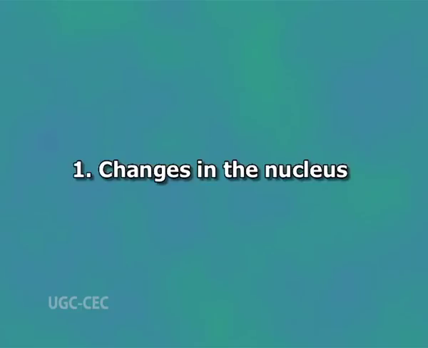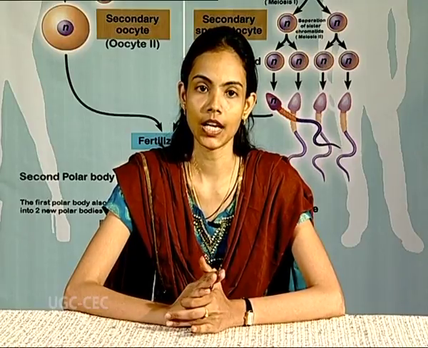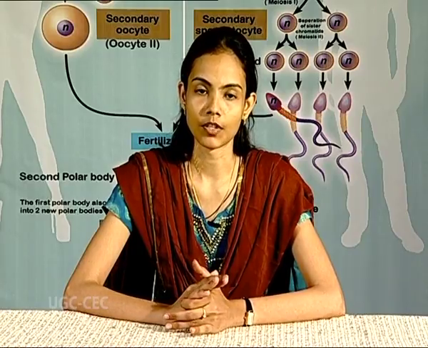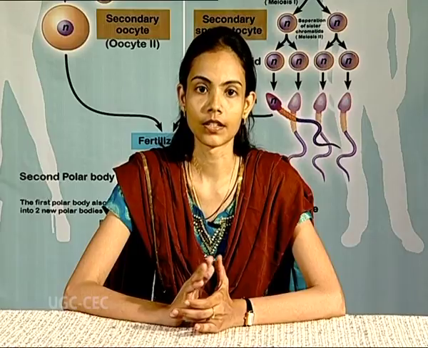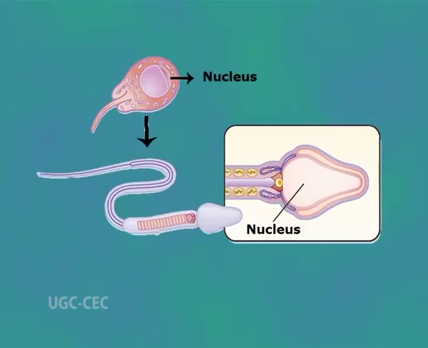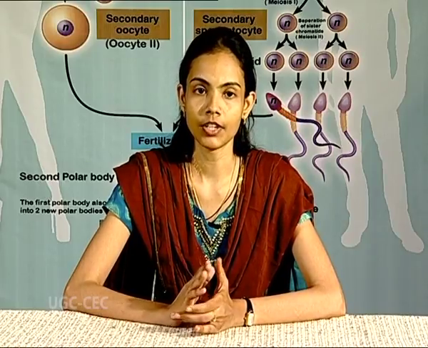Changes in the nucleus. Chromosomes become closely packed into a small volume and the nucleus gradually reduces in size by draining water from the nuclear sac. Motility of the spermatozoon increases as weight is reduced. The shape of the nucleus changes from spherical to elongated. The head of the spermatozoa assumes different shapes in different animals.